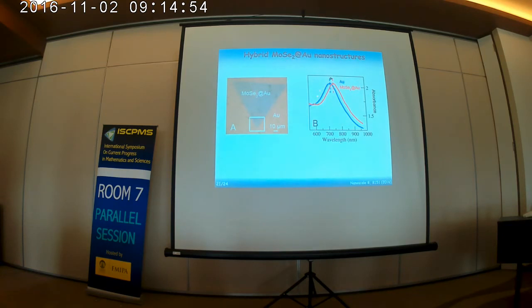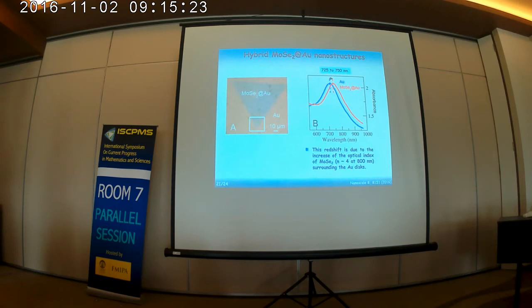Okay, you can see for the gold nanostructure, there's an absorption peak around 725 nanometers, but if we put another two-dimensional material on top of gold, the peak shifts to 750 nanometers. This redshift is due to the increase of the optical index of molybdenite surrounding the gold nanostructure.